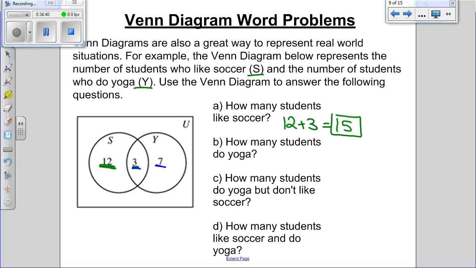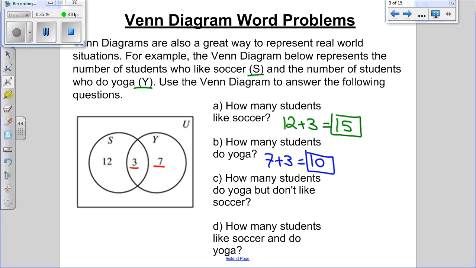C. How many students do yoga but don't like soccer? 7 people. If you look at your Venn diagram, you're looking for people who do yoga but don't like soccer. These 3 people who do yoga like soccer. These 7 people who do yoga, they don't like soccer, or else they would have been in the other group. So the answer now is 7. 7 people do yoga but don't like soccer.